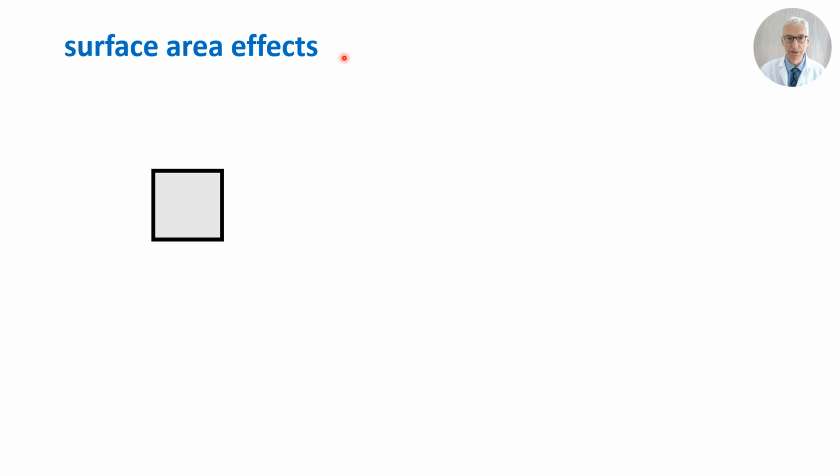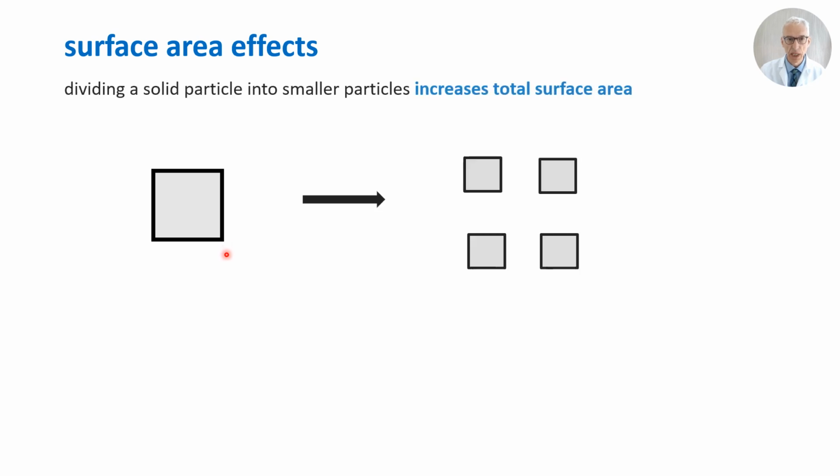Surface area effects. Here is a reactant particle. Its surface area is the bold black outline. Now, if we divide that particle into smaller particles, then we'll see that we can increase the total surface area. By dividing, we've put on a line here. Here, we've increased the surface area here, here, here. All of this is increased surface area.